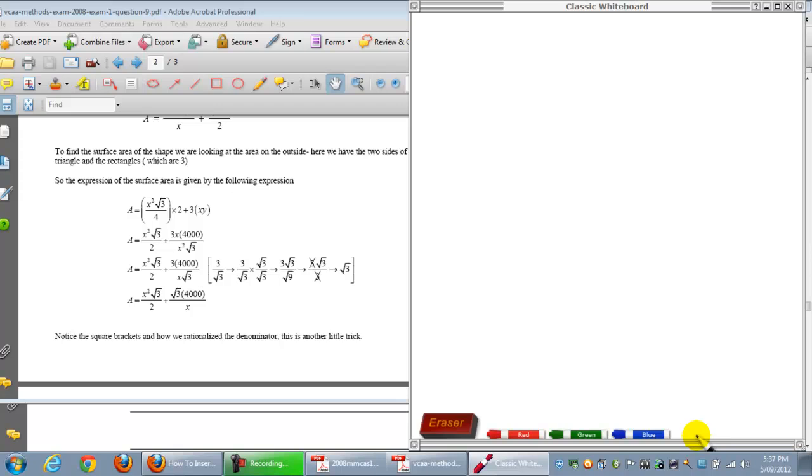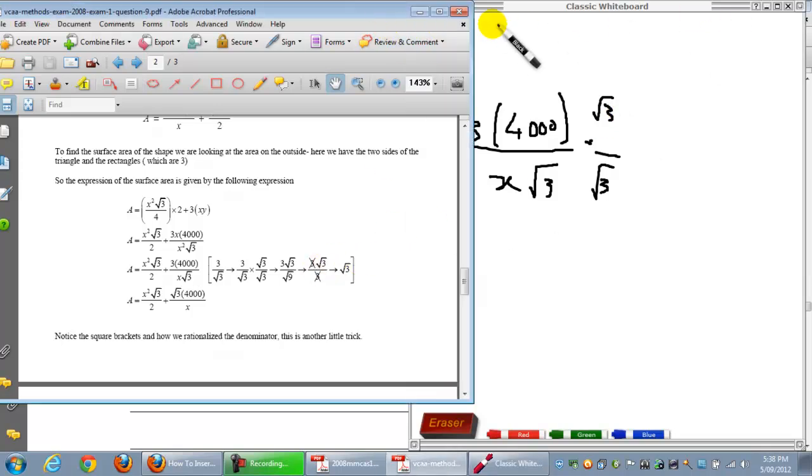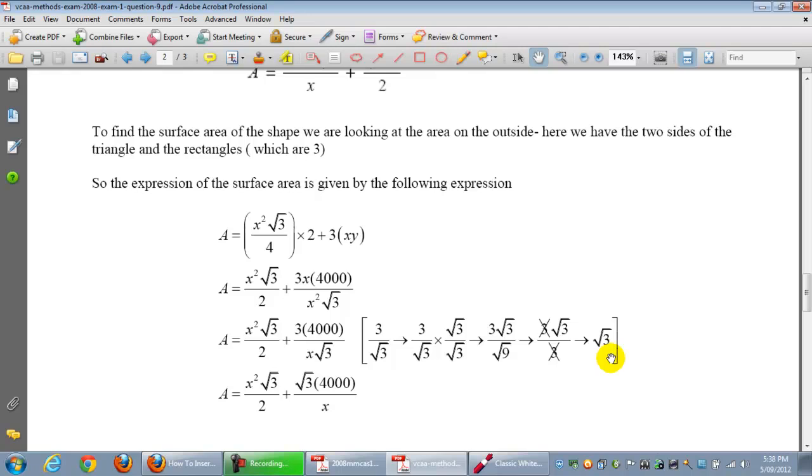And the reason I do that is I'm just looking at that. So you've got 3 and you've got 4000 there. Now what would have happened if you didn't do that? Well, you might not be able to show them that expression and therefore not get your full marks. So what I've done is multiply this side by root 3 and multiply this side by root 3. Root 3 times root 3 gives you root 9, and this becomes 3 root 3. And now you can see that this just becomes root 3.